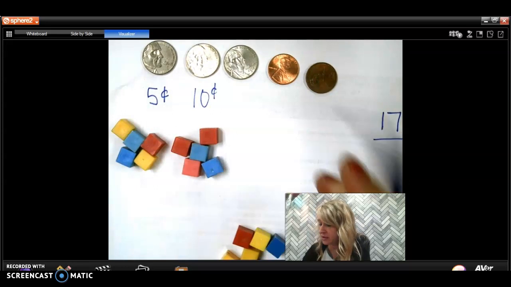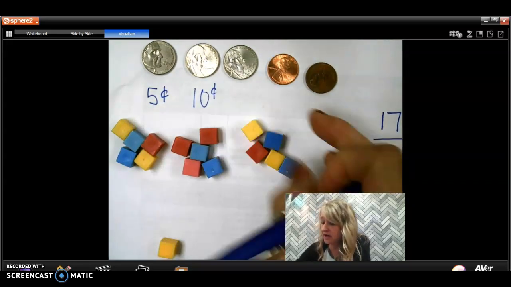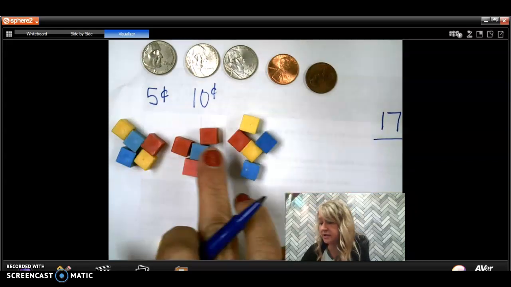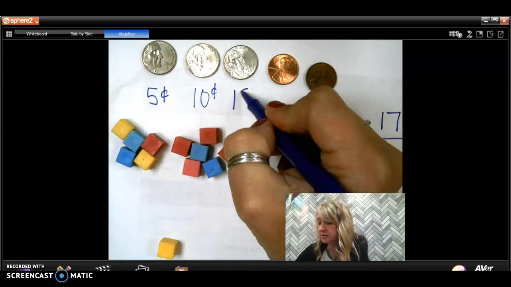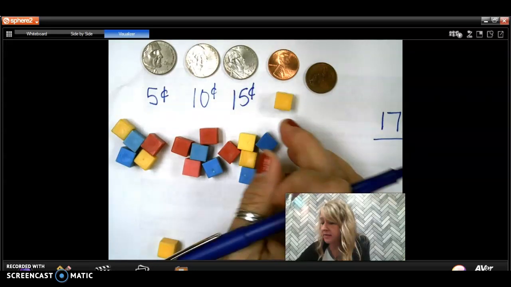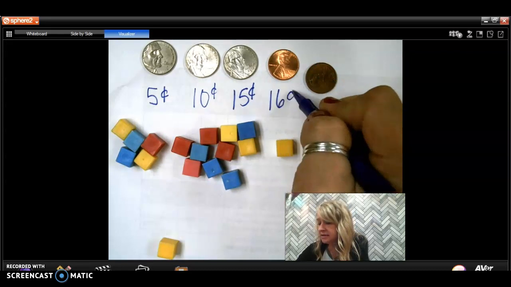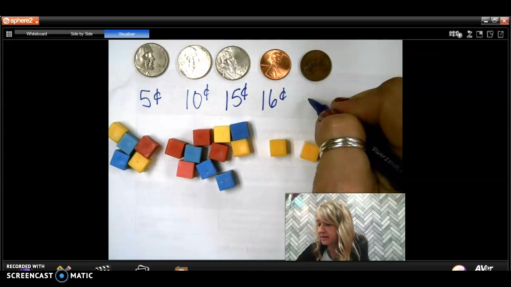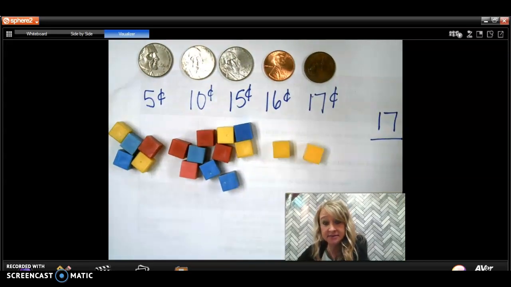What about that third nickel? How much is the third nickel? It's worth 5, but if we have 3 nickels, how much money do we have? 5, 10, 15. Now we add 1 more. That's going to give us 16. Then we add 1 more. And that, my friends, is 17 cents.